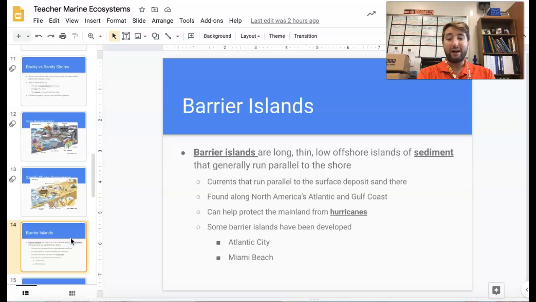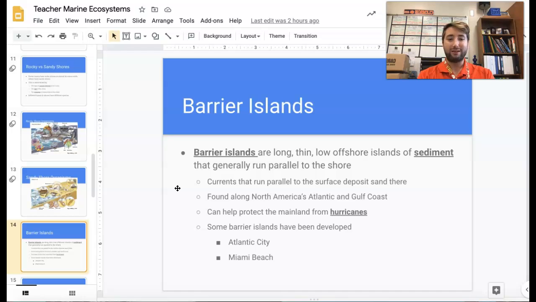Let's talk about barrier islands, and there are tons of barrier islands. What they are is that the ocean currents and the waves and all that stuff have built up sediment in a line that's parallel to the shore. So the currents have pushed that sediment there, and then it has built up over time and built these islands. They can help protect the mainland from hurricanes or tsunamis, because the hurricane or tsunami is going to hit that island first. But some places have developed the barrier islands into really big cities.